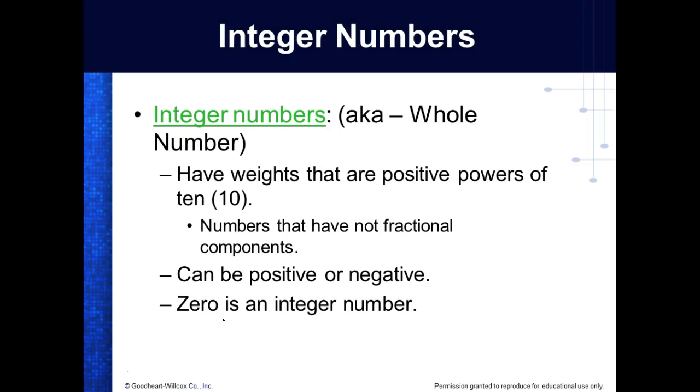Integer numbers, which most people refer to as whole numbers, are called integers in PLCs. So we need to know that an integer and a whole number are the same. They have weights that are positive powers of 10, so integers have no 10 to the minus 1. They don't have a fractional component, and they can be either positive or negative. We're not talking about negative powers, we're talking about negative numbers. So I could have a positive 100. When we don't see a sign, we assume the number is positive, and this symbol tells us the number is negative. These would still be considered whole numbers because they have no fractional component.